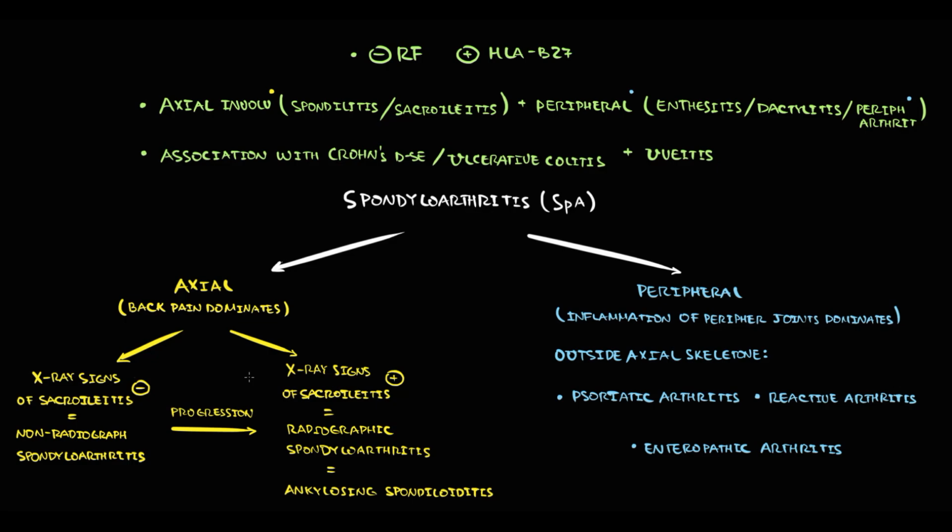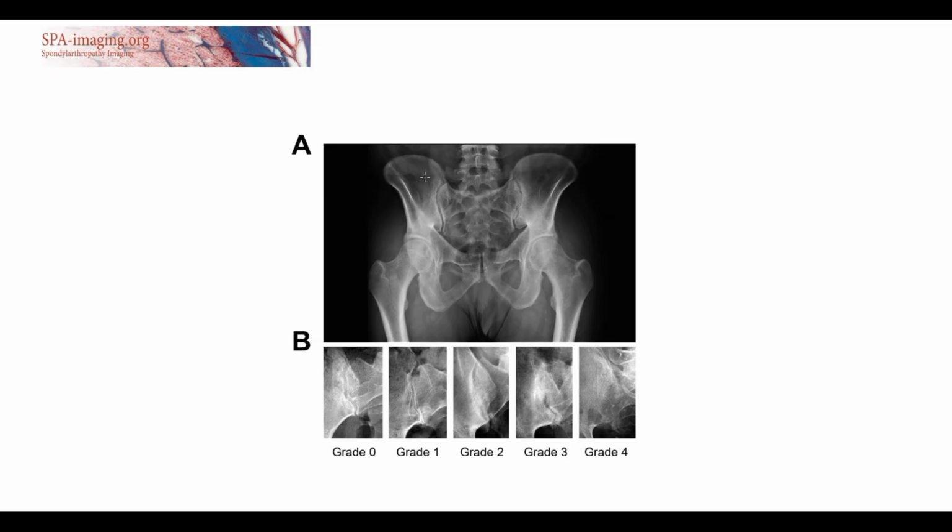What do we mean by this? Here we can see an X-ray of the sacroiliac joints. On the first image, there are no signs of sacroiliitis. So in this case, if the person has back pain, it will be non-radiographic spondyloarthritis. But with time, the disease can progress, and on the next images we can see inflammation of the sacroiliac joint, and inflammation with time can even cause fusion of the sacroiliac joint. This condition we call ankylosis, and now this condition will be called ankylosing spondylitis.